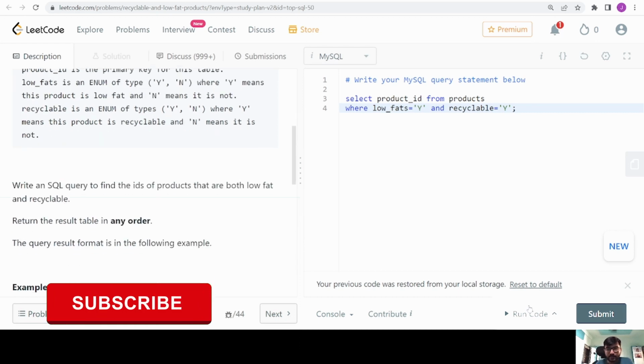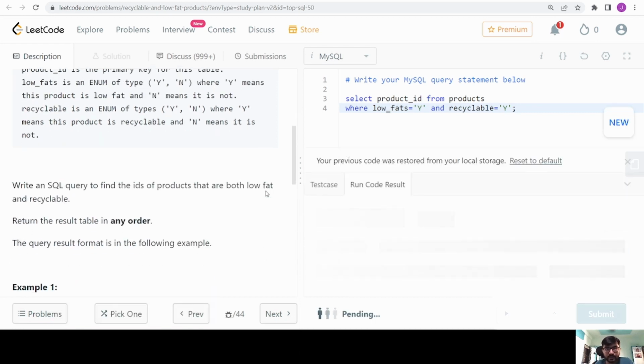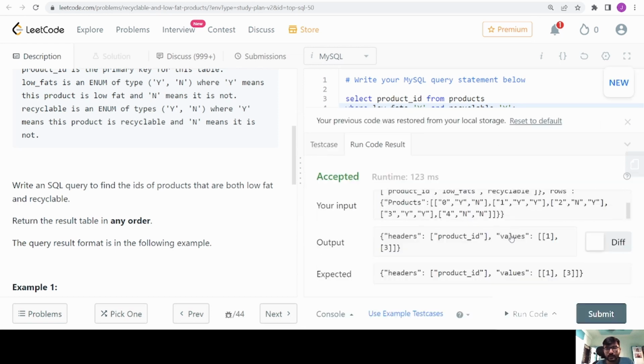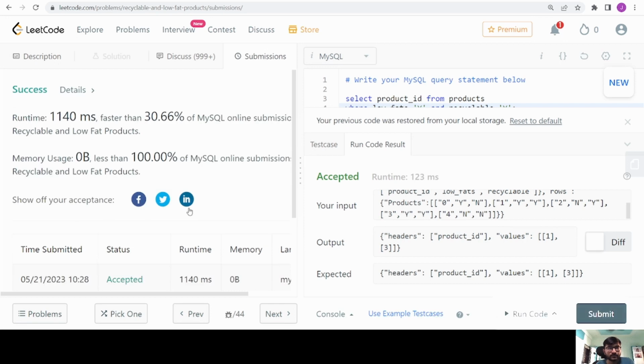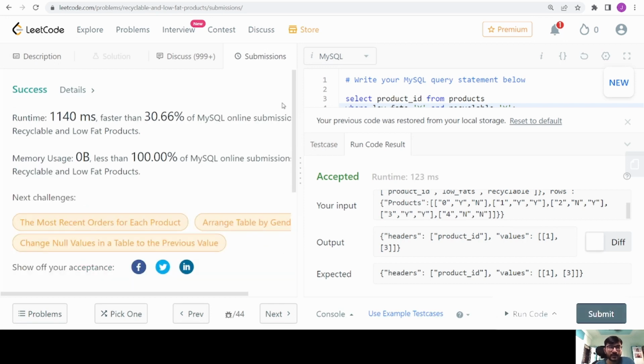Let's try and run it, and test if it is working. Yeah, it is working. Let's try to submit it. Yeah, we have got an accepted solution. So we have solved the first problem of the entire playlist.